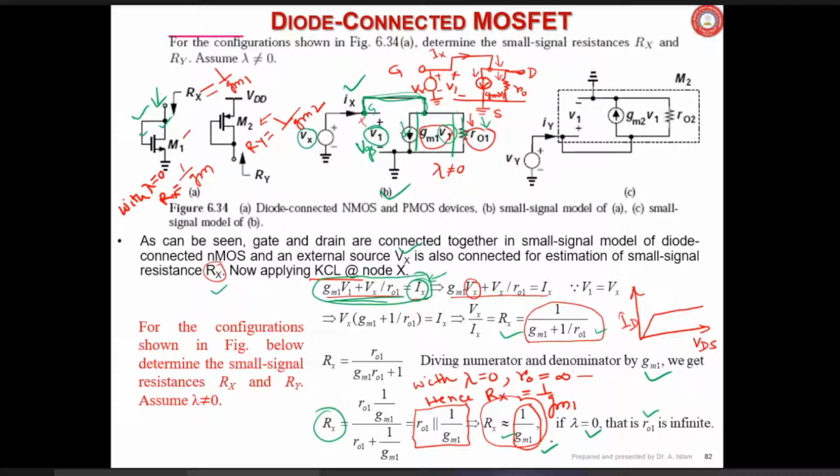Is it understood up to this point? Rx is almost equal to 1 upon Gm1. So for a diode connected MOSFET, if you find this configuration, then you are going to have this much resistance. Similarly, applying the same method, you can find out for the other MOSFET also. Looking from this side, you want Ry, what will be the resistance.